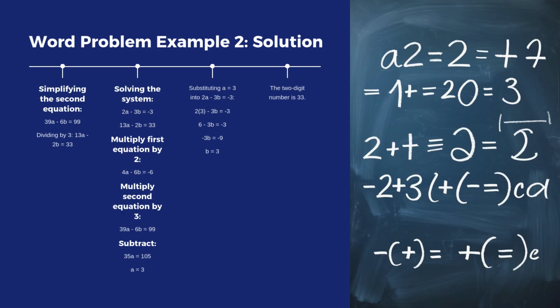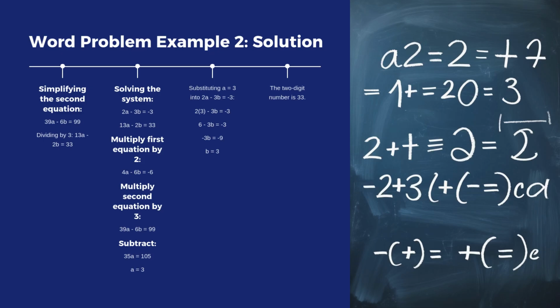Subtract the scaled first equation from the scaled second equation to eliminate b. 35a equals 105. This results from subtracting 4a minus 6b equals negative 6 from 39a minus 6b equals 99, which cancels the b terms and leaves 35a on the left and 105 on the right. Solve for a by dividing both sides by 35. a equals 3. This is obtained by isolating a, dividing 105 by 35 yields 3.